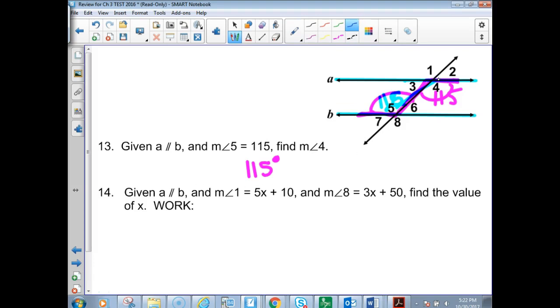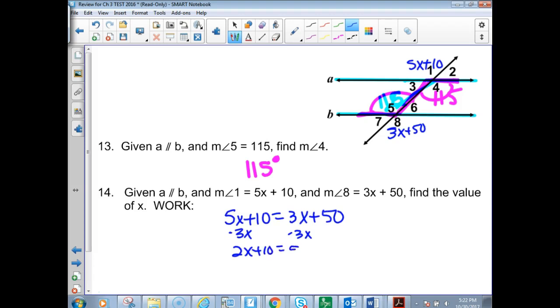Given A parallel to B, and angle 1 is 5x plus 10, and angle 8 is 3x plus 50, by the alternate exterior angles theorem, which says alternate exterior angles are congruent if the lines are parallel, we would set these equal and then solve algebraically, subtracting 3x from both sides. We'd have 2x plus 10 is equal to 50. I'd subtract 10 from both sides, I get 2x is 40, divide by 2, and x is 20. We've been solving algebraic equations all the time since the beginning of school.